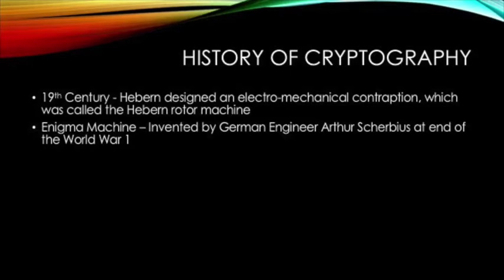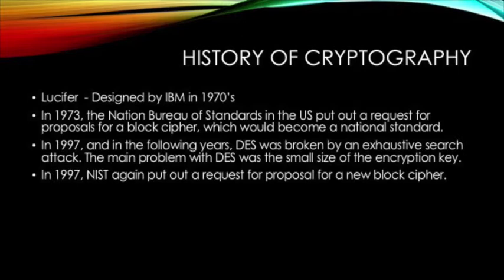The Enigma machine was invented by German engineer Arthur Scherbius at the end of World War I. Moving forward to the late 1900s, IBM decided to create a cryptography machine called Lucifer.